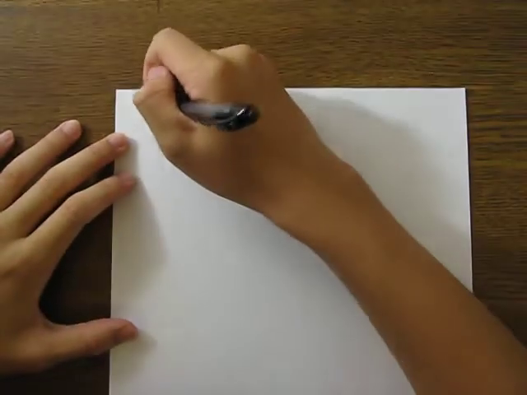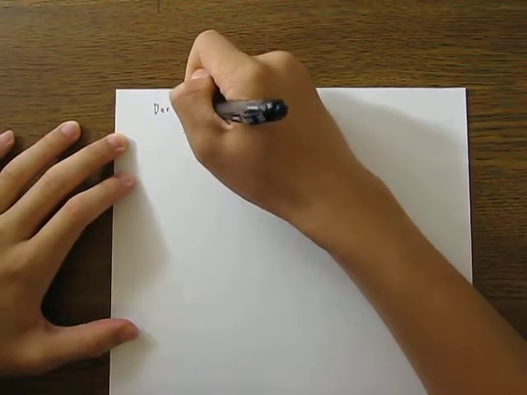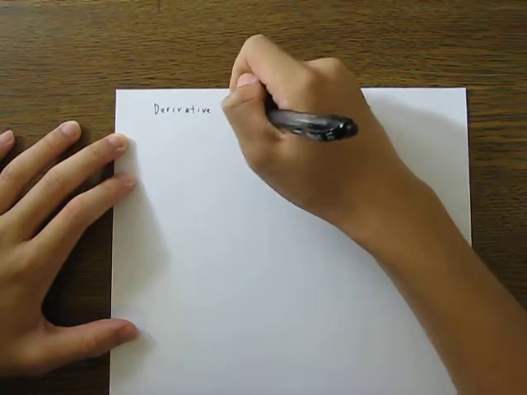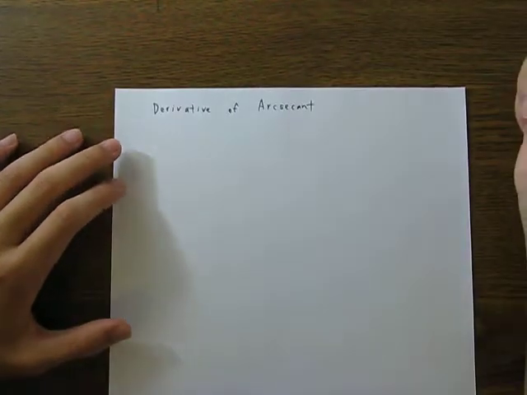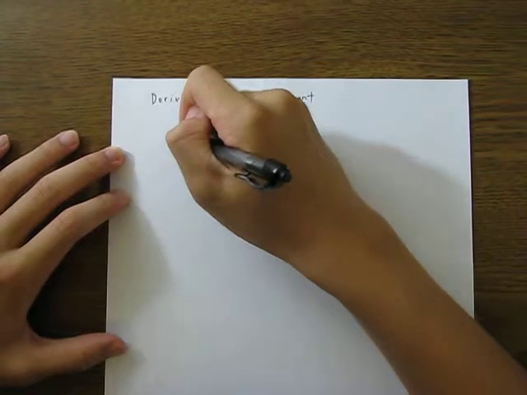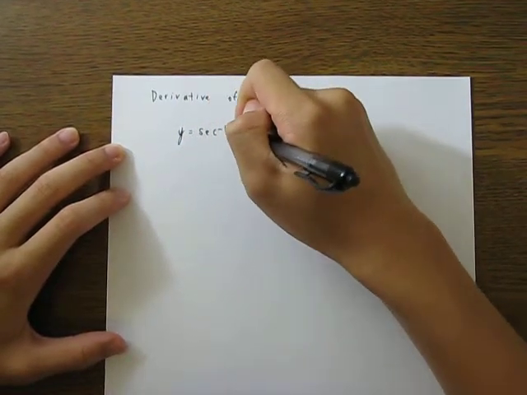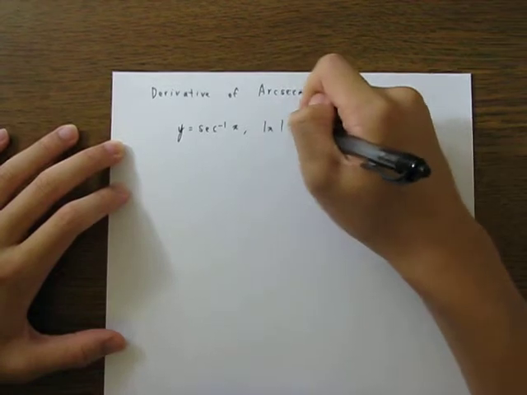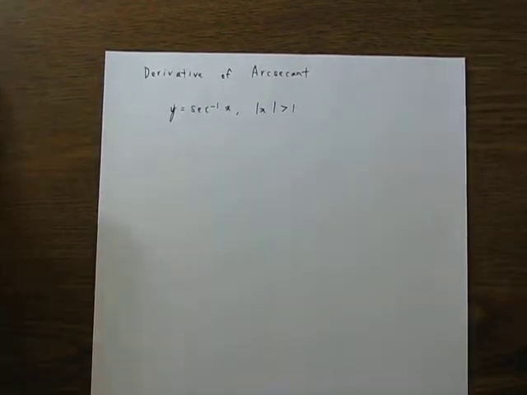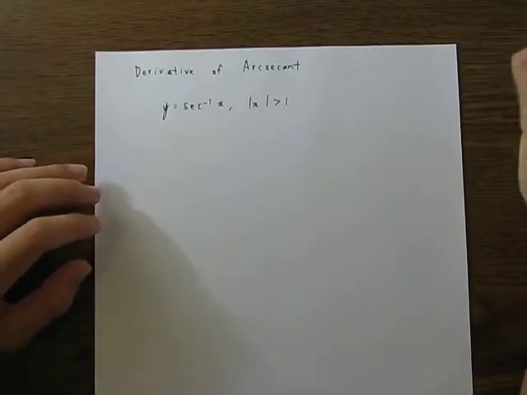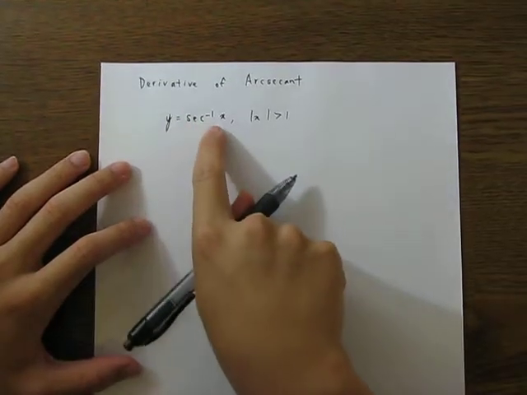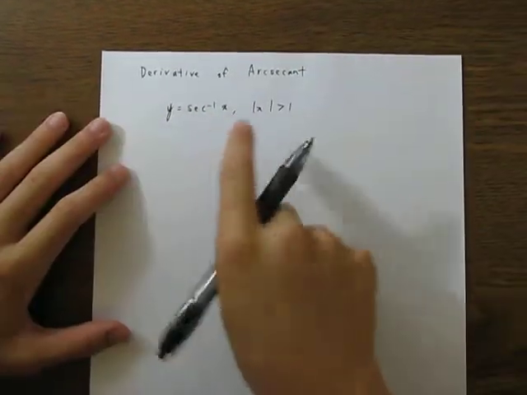So we have one more inverse trig function to derive right here, and that's the derivative of arcsecant. Now, we find the derivative of y equals arcsecant of x, with x greater than 1, beginning as we did with the other inverse trigonometric functions. So basically we start the exact same way as with arcsine and arctan. So y equals arcsecant of x.